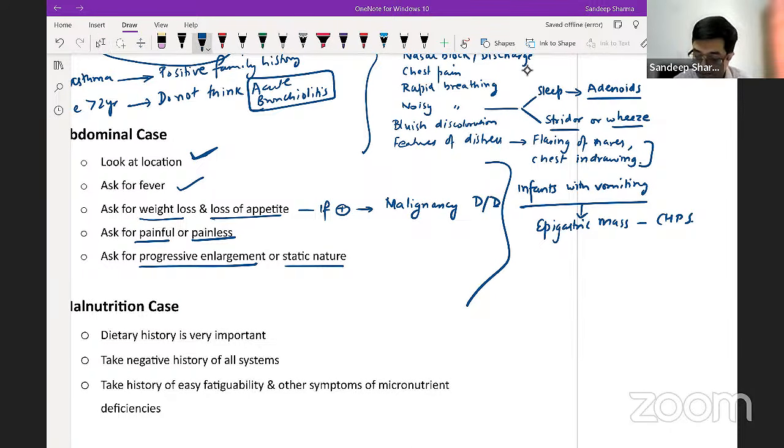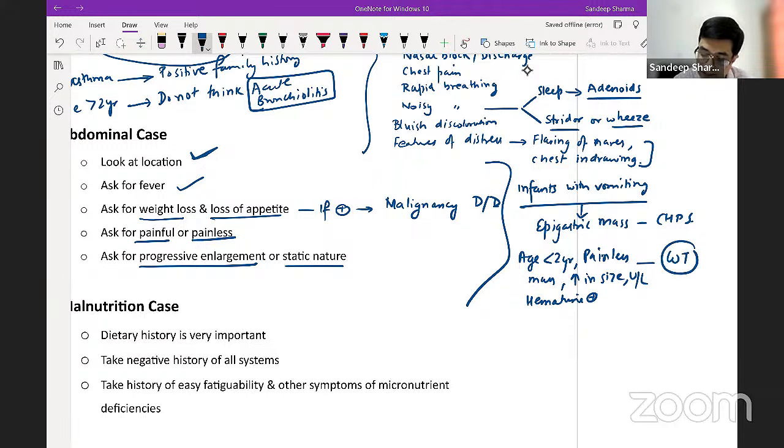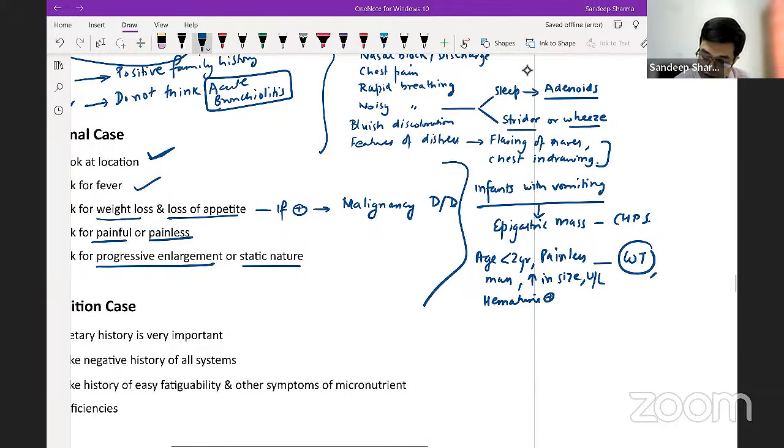In case of age less than 2 years, painless mass, increasing in size, and associated with hematuria, and it is unilateral on one side, think of Wilms tumor as the likely reason. Another differential will be pyelonephritis. Although pyelonephritis will have tenderness, so painless mass will be ruled out from here. So Wilms tumor; if pain is present, think of pyelonephritis or a renal abscess or a perinephric abscess in the child.